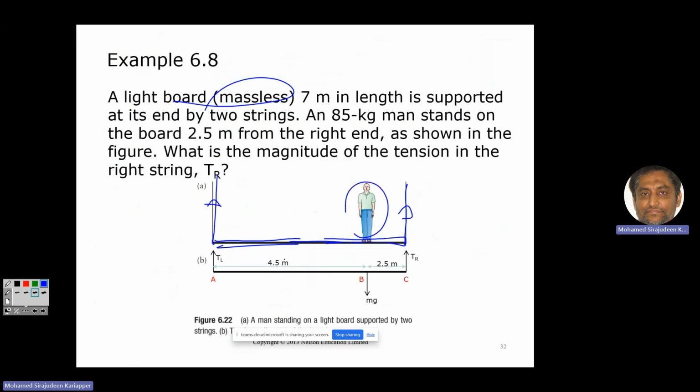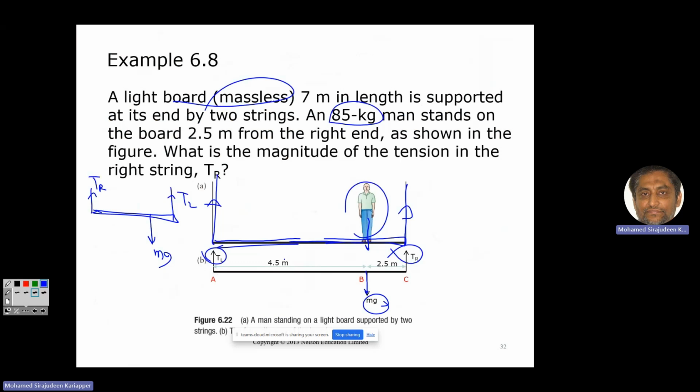And a man is standing somewhere, not in the middle, somewhere closer to the right side. And he has a weight, 85 kilogram. That means there's a force because he'll be pressing on the plank, the normal force by him, which is equal to his weight. So the plank is acted upon by 3 forces. So we reduce the problem like that. There's a plank and there's a force here, T right side, tension left side, and the weight of the man.